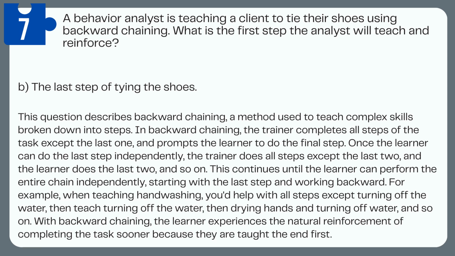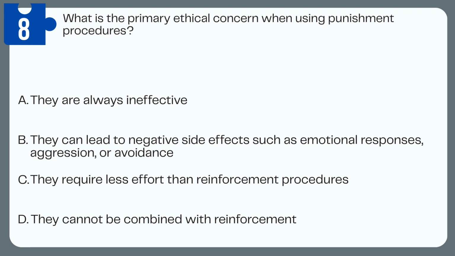For example, when teaching hand washing, you'd help with all steps except turning off the water, then teach turning off the water, then drying hands and turning off water, and so on. With backward chaining, the learner experiences the natural reinforcement of completing the task sooner because they are taught the end first.